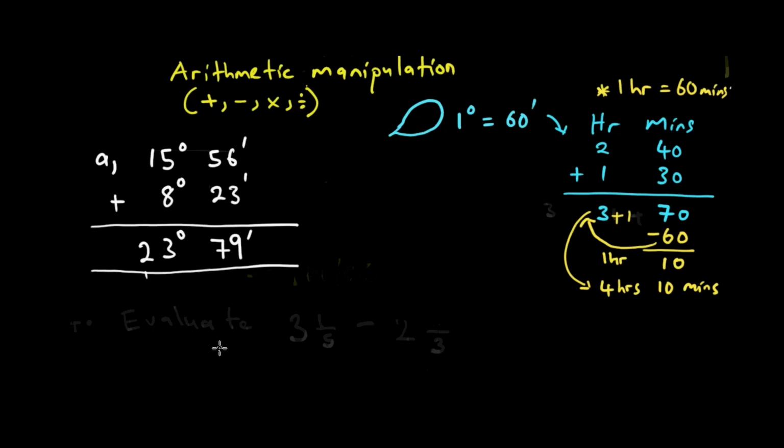Kureva kuti we have to transfer that degree kucolumn yema degrees. Saka, what we do here is maybe graph paper. We just come here, graph paper, and we subtract 60 minutes from 79. 9 minus 0, it's 9, and 7 minus 6, it's 1. Kureva kuti our final answer here is going to be 19 minutes.